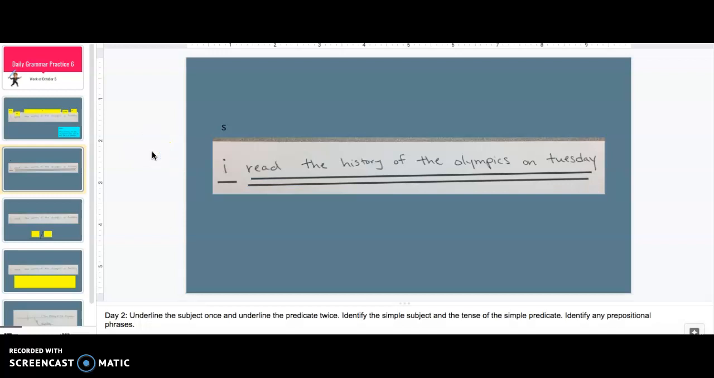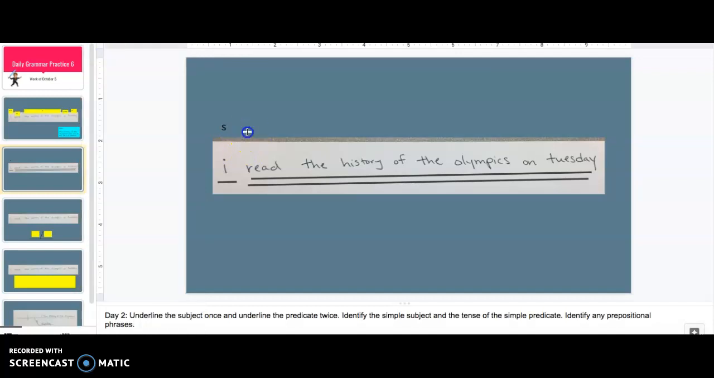So just like our simple subject that was the one noun, or in this case pronoun, that our sentence is about, our simple predicate is going to be the one verb that our subject is doing in this case, or the verb that they are performing. So in this case, the one verb that I is doing is the word read. So rather than put like a capital V above it for verb or a P for predicate, we're going to find the tense of it. So is read present tense, past tense, or future tense?